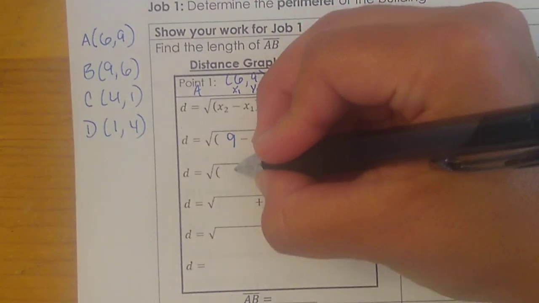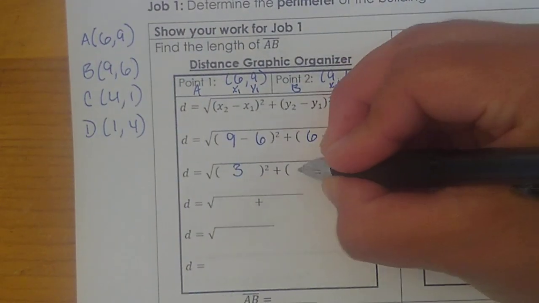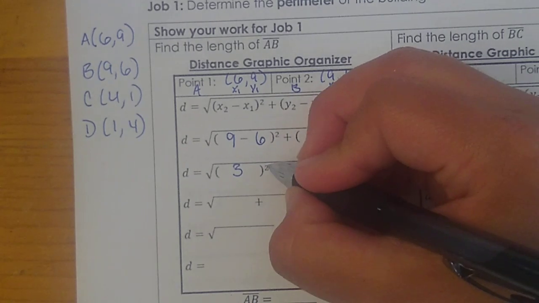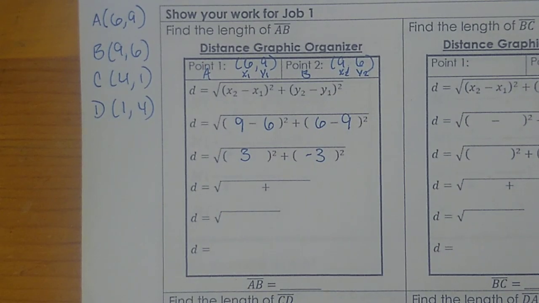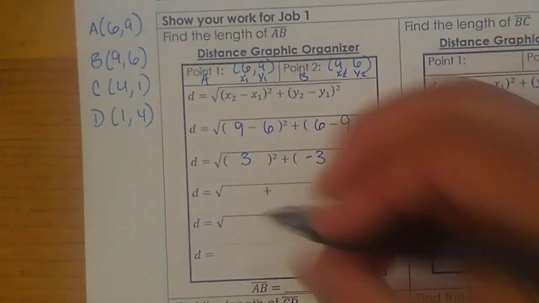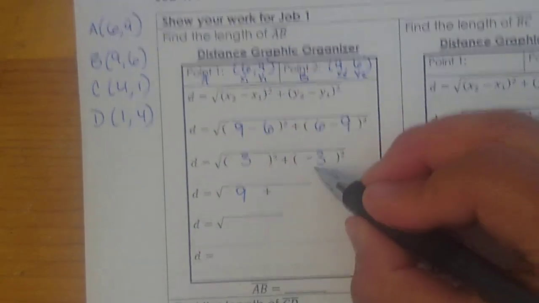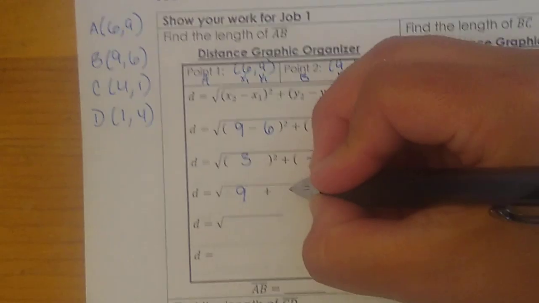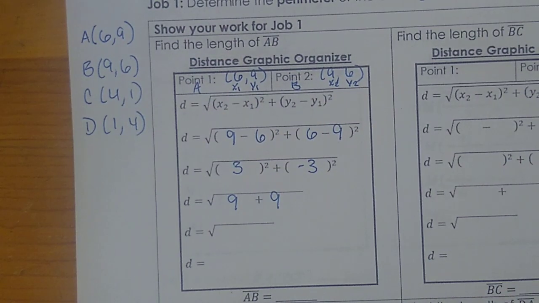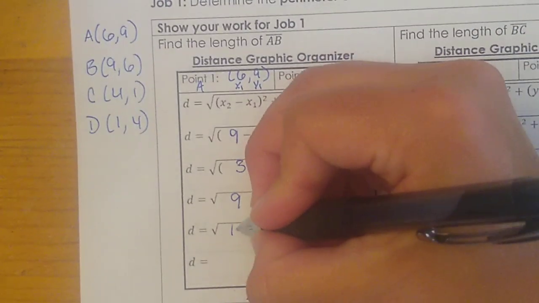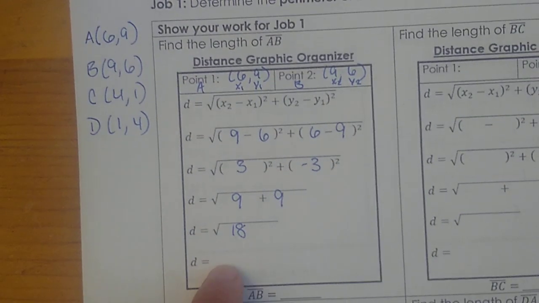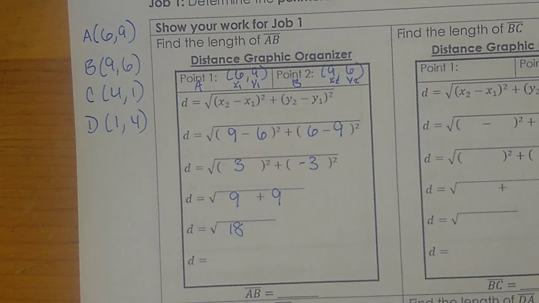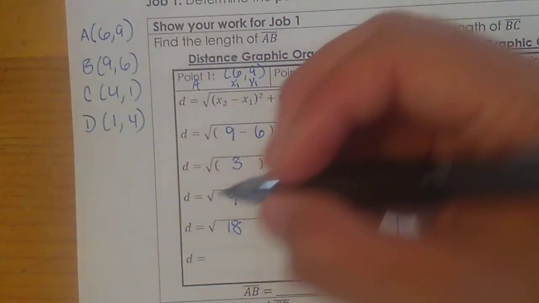9 minus 6 is 3. 6 minus 9 is negative 3. 3 squared, 3 to the second power. That means 3 times 3. We're multiplying a number by itself. That's what the power means. So 3 times 3 is 9. Negative 3 squared is equal to negative 3 times negative 3, which is also 9. Then I add them up. 9 plus 9 is 18, and now I do my square root. So the square root of 18 is 4.2.